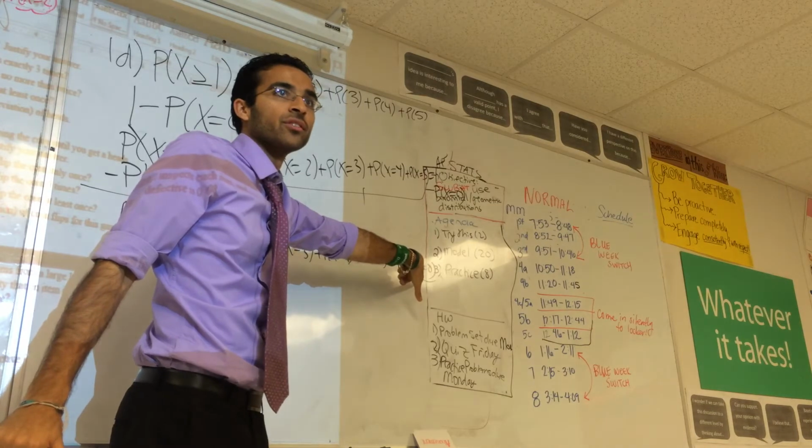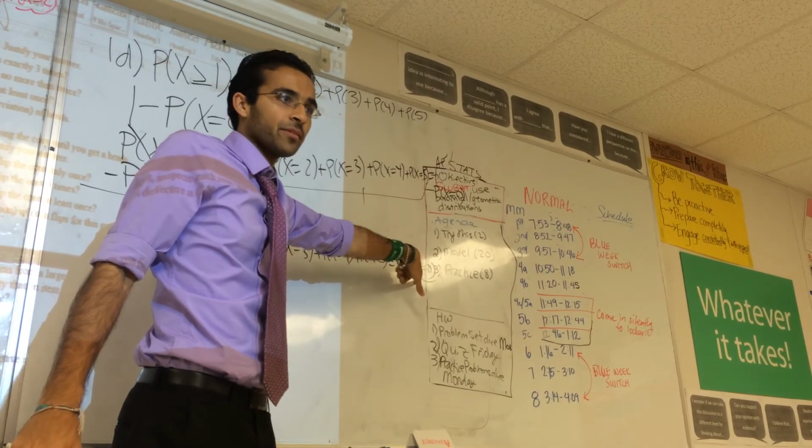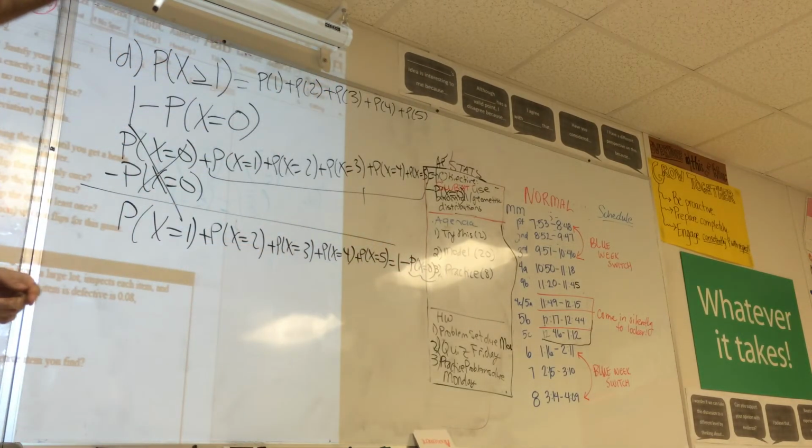Let me take questions. Tamar? Make sense? Dex? Why is it 5? Because there are only 5 flips of the coin. It says that on the top.